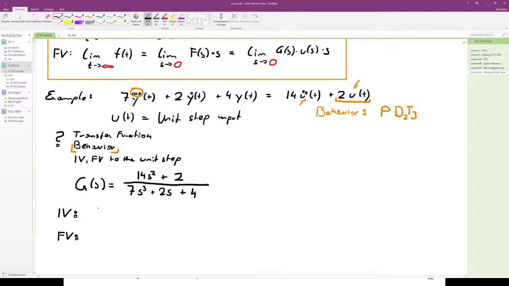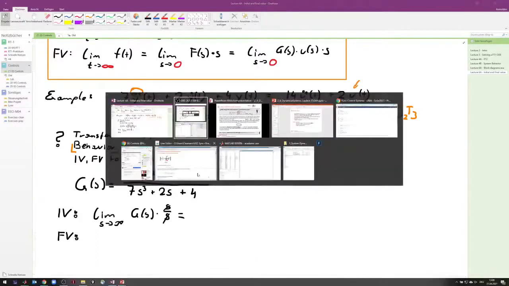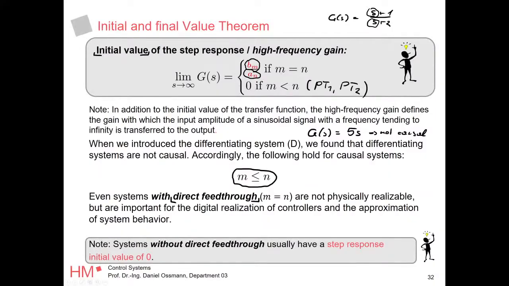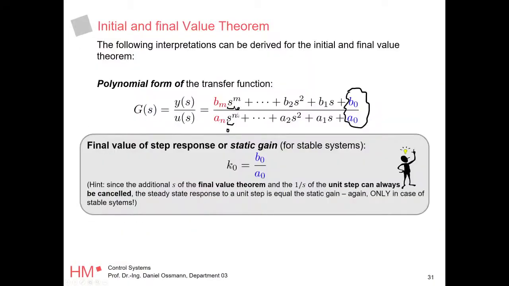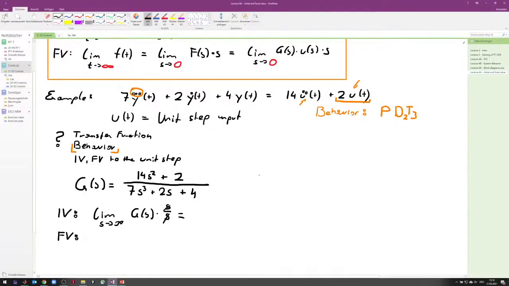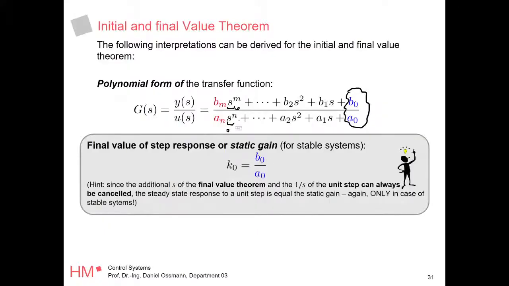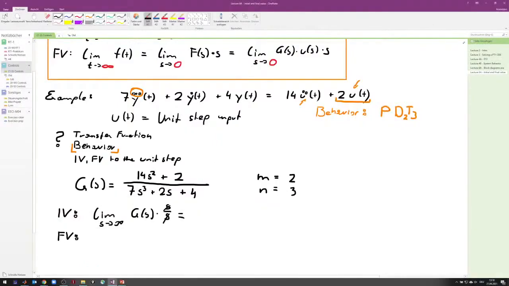The initial value is, let s go to infinity, and g of s times s over s, right? That cancels. Or you simply look at the highest derivatives. Remember, we're going to look at m and n. Let's see what m and n is here. So m is the upper part. So we've got 2. N is 3.